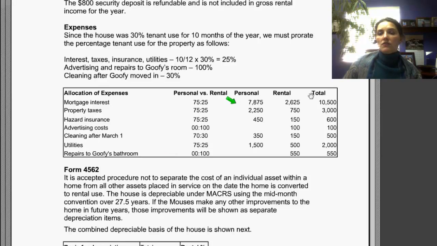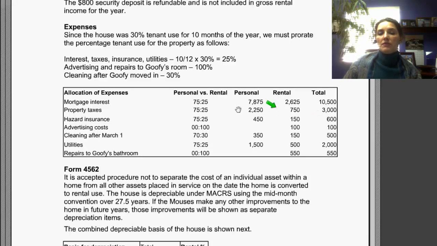The total cost here for mortgage interest is $10,500. We're allocating $78.75 to the Schedule A and $26.25 to the Schedule E. The property taxes were $3,000. $750 is going to the rental property, $22.50 to the Schedule A. $600 for hazard insurance, $150 is going to the Schedule E, and of course $450 is not deductible.